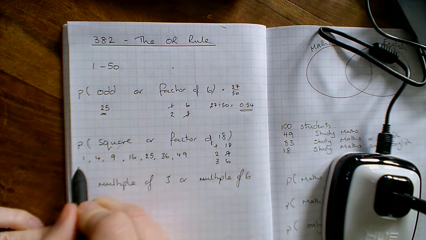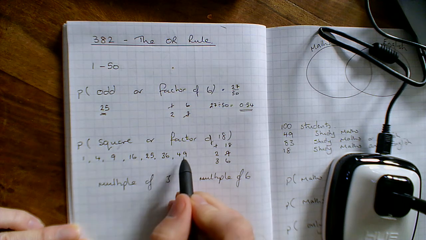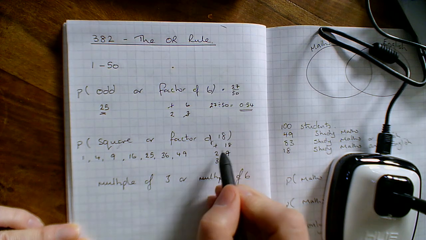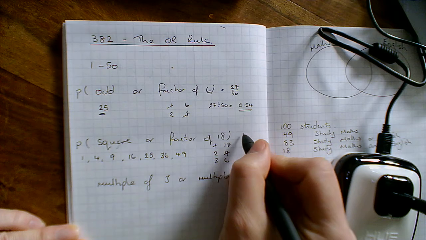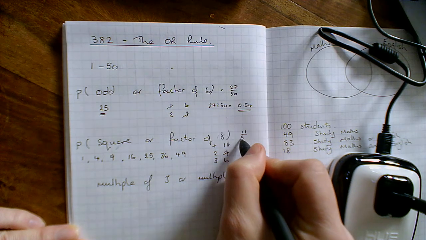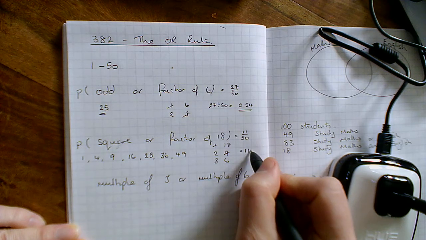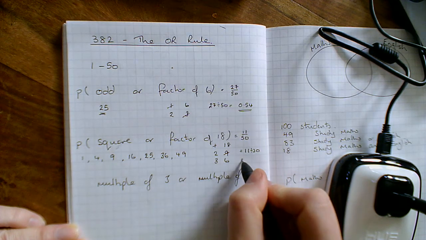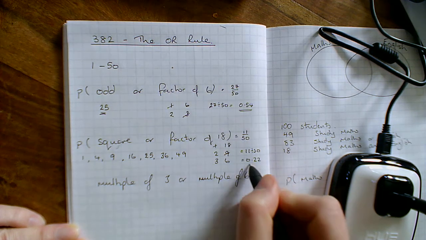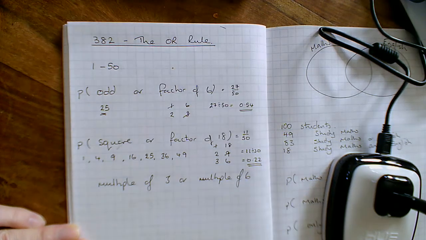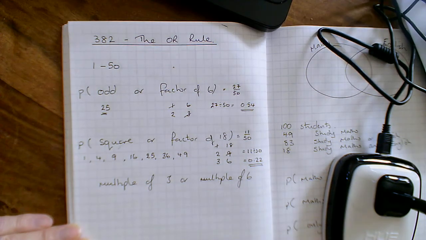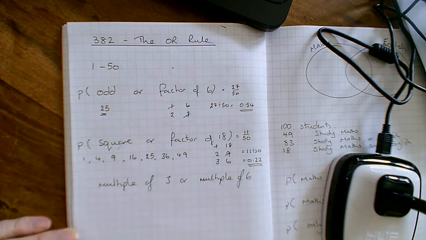So now we just count 1, 2, 3, 4, 5, 6, 7, 8, 9, 10, 11 out of 50, which is equal to 11 divided by 50, which is equal to 0.22.